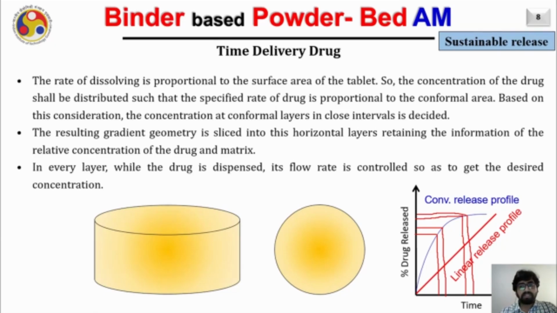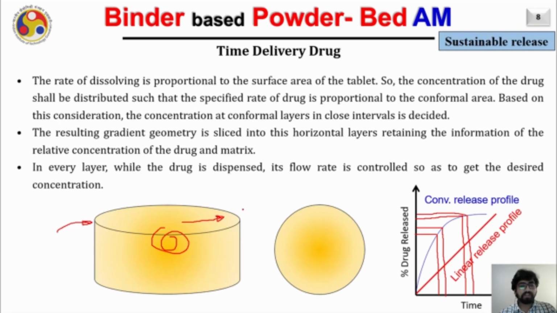So what is desirable? It is desirable that the concentration of the drug should be distributed in such a way that the specified rate of drug release can be obtained. And this is easily done by appropriately dispensing the drug. Now let us assume that I have a pill or tablet which looks something like that, where there is a high drug concentration at the center and low drug concentration at the periphery.